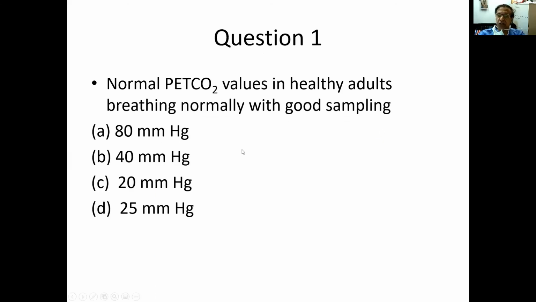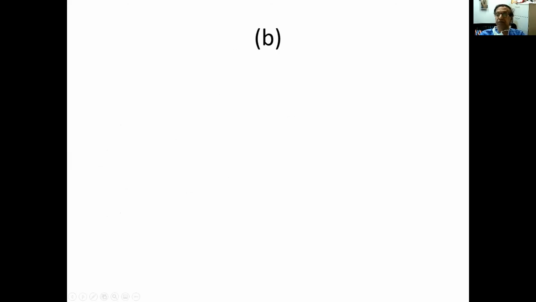So these are a couple of questions which you can read and see if you understand capnography. The normal end-tidal CO2 value in healthy adults breathing normally with good sampling is 80, 40, 20, 25. We would probably prefer 40 millimeters, but as I said, sometimes you may have to accept a lower value as your baseline value. But in general, about 35 to 40. So B is the answer.